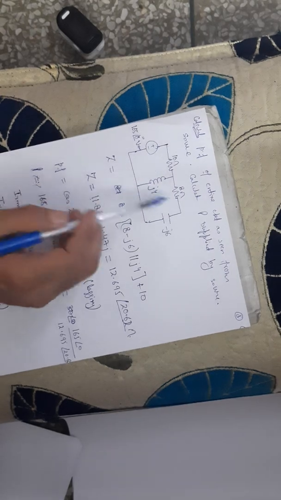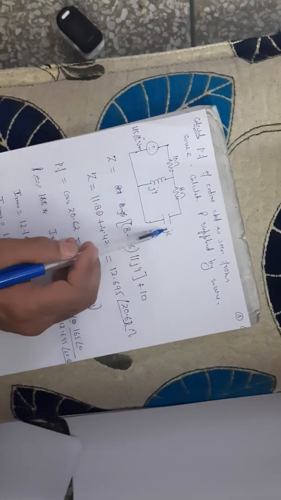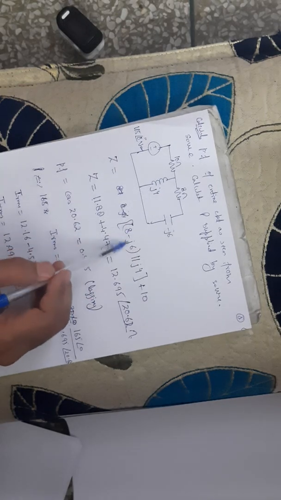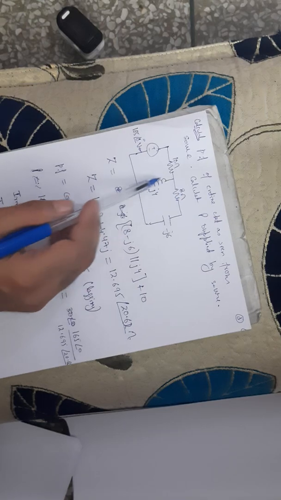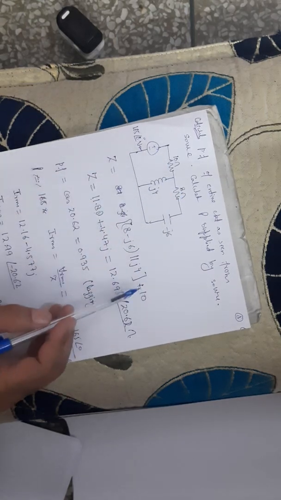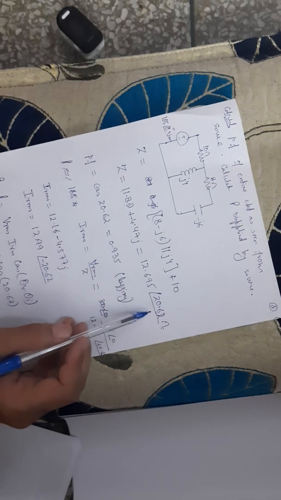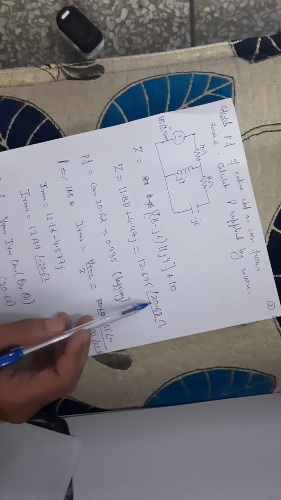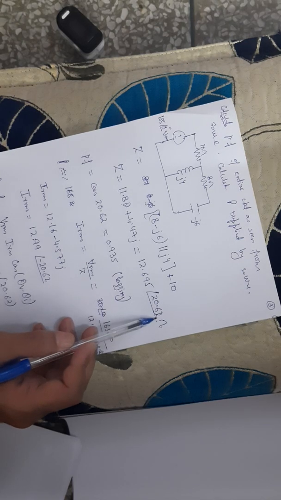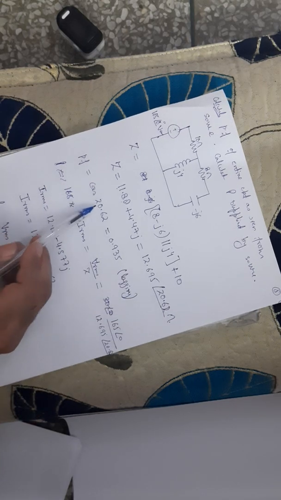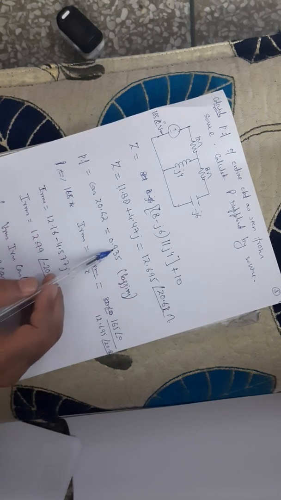If I see the impedance of the circuit, it is 8 minus j6, which is in parallel with j4. So 8 minus j6 parallel j4, and this whole is in series with this 10 ohm resistance, plus 10. Solving this, I will get Z is equal to 12.695 angle 20.62 ohm. Got it? So what is the power factor angle? It is 20.62. So the power factor will be the cosine of the power factor angle. Cosine of 20.62 is equal to 0.935.